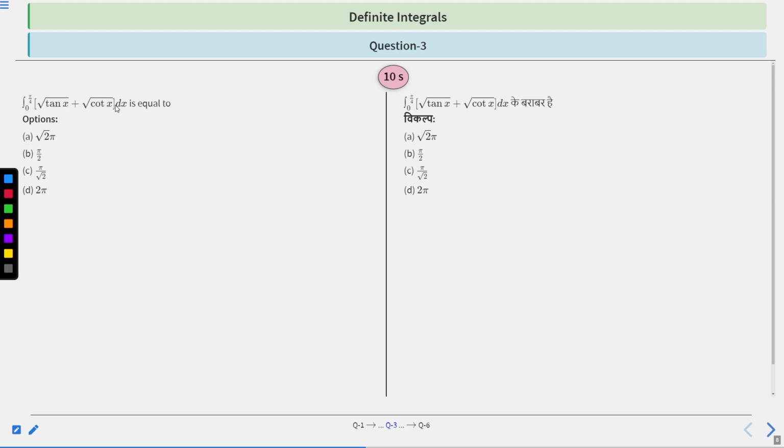Also, you can see the integration is from 0 to pi by 4. You can apply the formula that the integration of a to b f(x) dx can be written as the integration of a to b f(a plus b minus x) dx, like that, right? So these things you can apply. And if you have some more things in mind, you can also apply them. Fine. So you have 10 seconds to solve this question. After 10 seconds, we will discuss the solution.